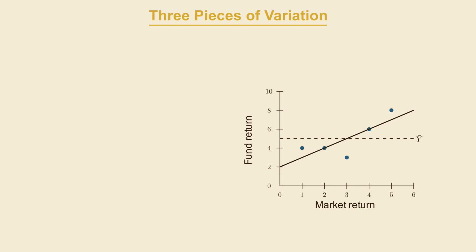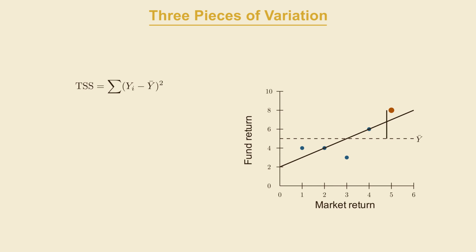Start with the total variation in the fund's returns. We measure that by taking each month's return, subtracting the average return, squaring the difference, and adding it all up. That total is called the total sum of squares. It's basically how much the fund's returns bounce around their own average before we bring the market into it at all.